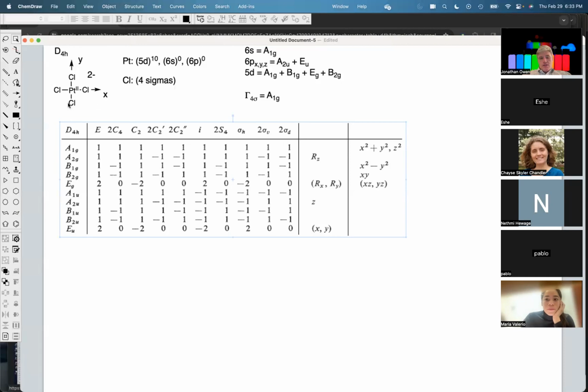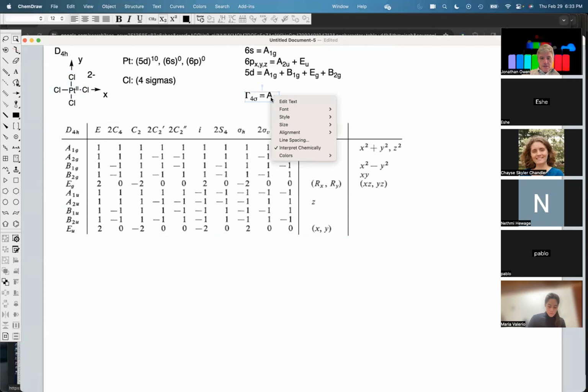All right, so let's just pretend there are 4 spheres here surrounding the center atom. And let's do an E operation. That's the do nothing operation. So the character under this 4 ligand sigma is going to be, I'll write it out here, 4.